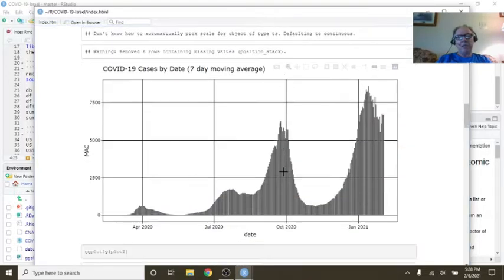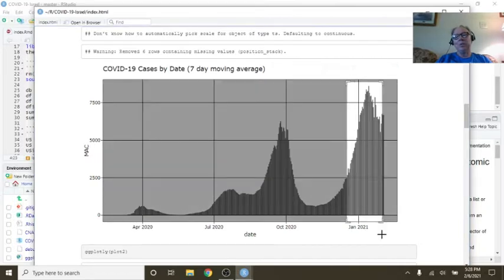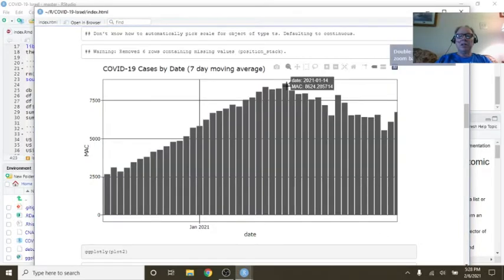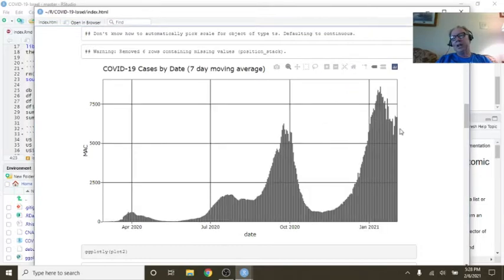Okay, if you look at the plots, what we see here is a distinct decline in cases. When did this begin? This decline began back on January 14th of this year. So it's been almost 3 to 4 weeks now since you began to see this decline in your cases.